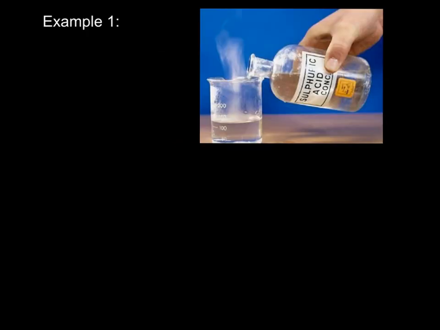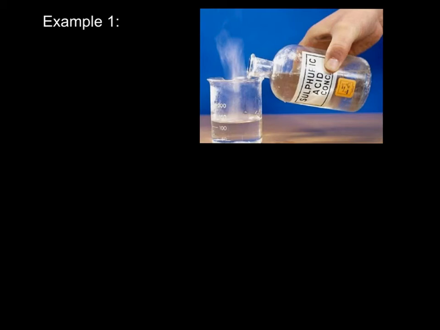Let's take a look at our first example. Here's a picture of sulfuric acid, and it's pretty concentrated since you can see the vapor. You would not want to inhale that vapor. It would definitely burn your nasal passages and your throat and lungs. But sulfuric acid, how do we write the formula for that? We have to work backwards using our rules.